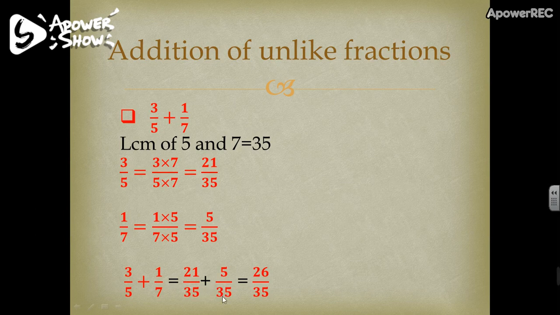And again, as we have learned earlier, these two fractions are like fractions, so the denominator will remain unchanged. We only have to add the numbers given above the line. So we have to add 21 and 5, and 21 plus 5 is 26, and the denominator will remain unchanged. So 3 by 5 plus 1 by 7 is equal to 26 by 35. So in this way you can add unlike fractions.